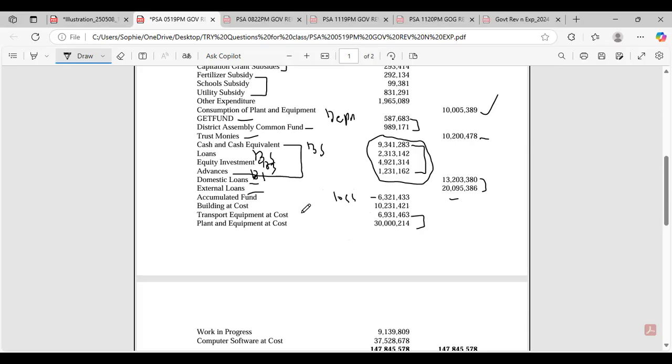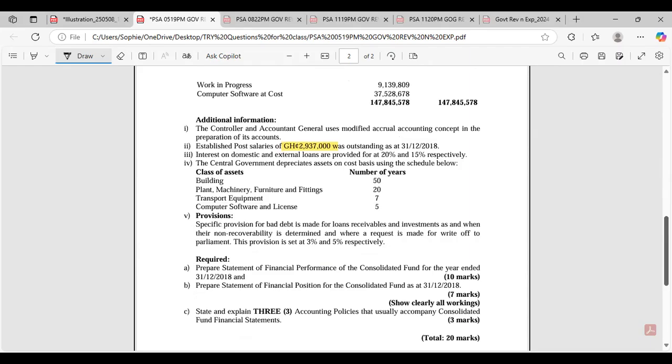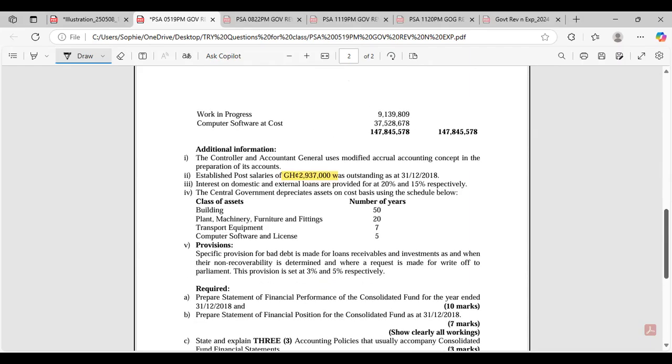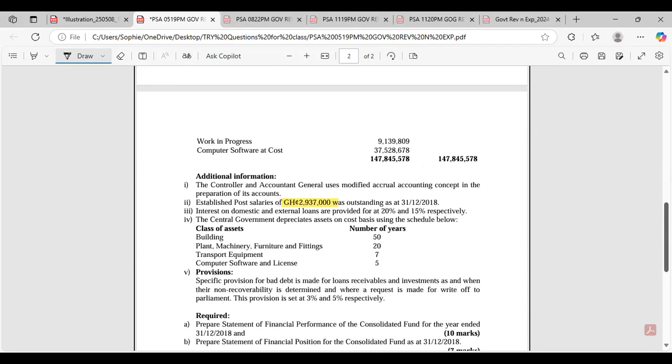So take note. Then the remaining items are what? Non-financial assets. This one, building at cost, transportation equipment at cost, plant and equipment at cost. All these three items are non-financial assets, and the question will ask us to calculate depreciation on them. So look at the additional information. Work in progress, computer software at cost. These are additional assets for us to look at.